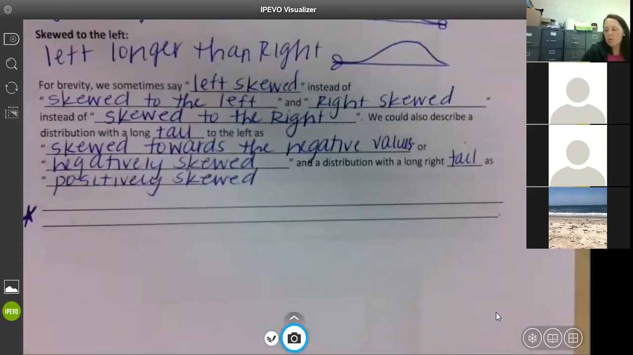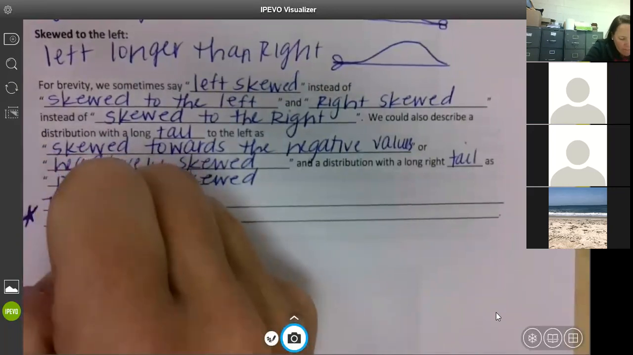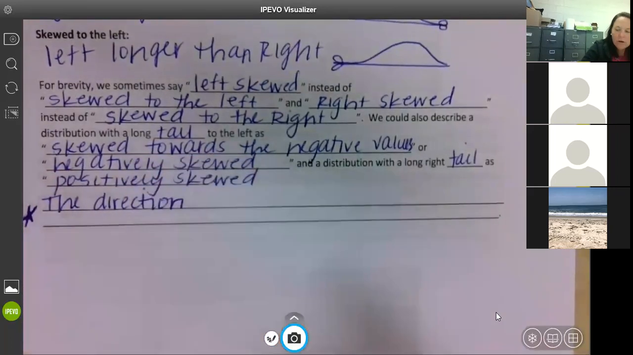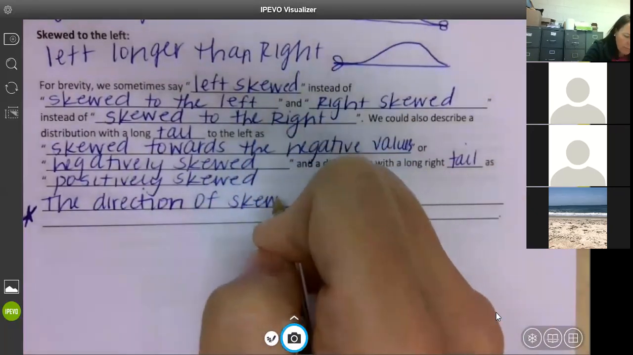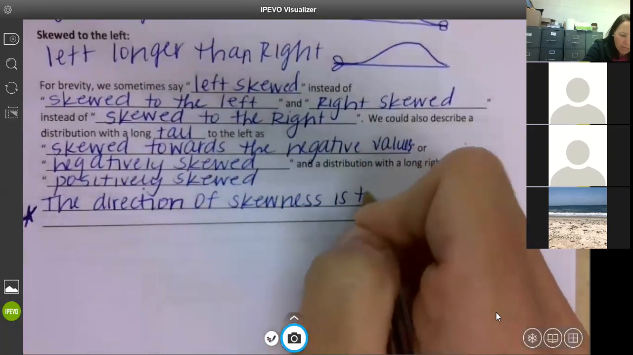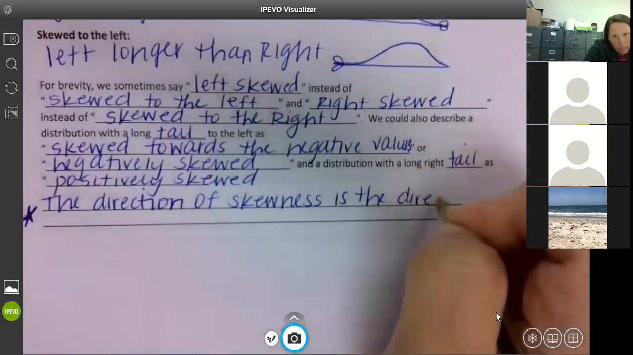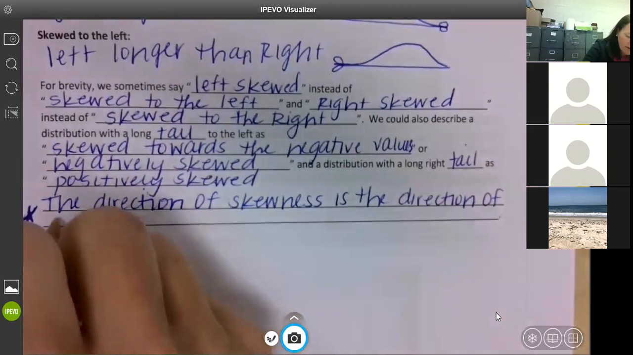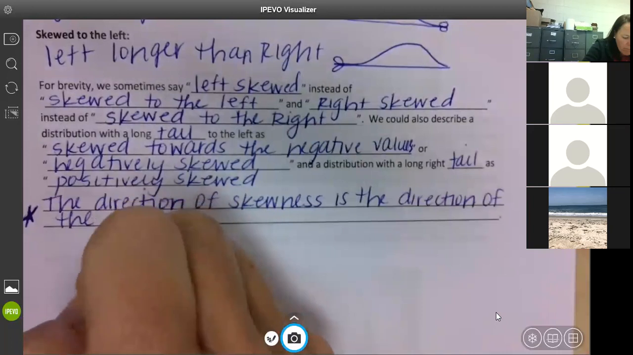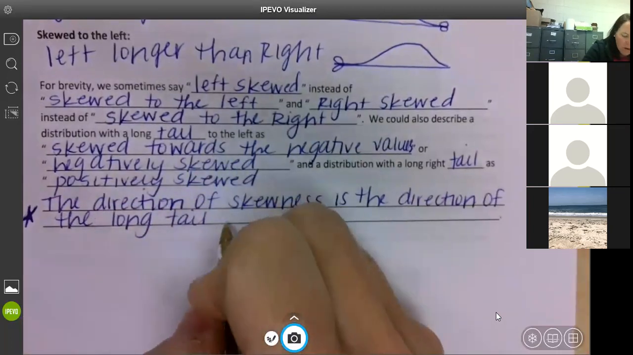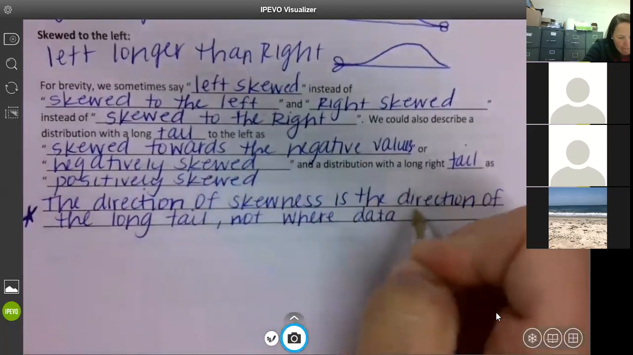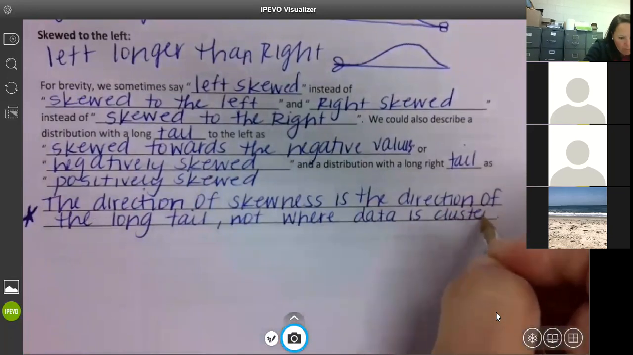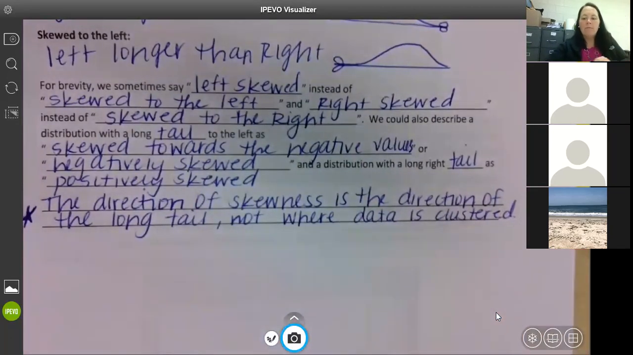This next part is super important. Just like I told you up there, the whale tail, the direction of skewness is the direction of the long tail, not where the data is clustered. Again, look for the tail.